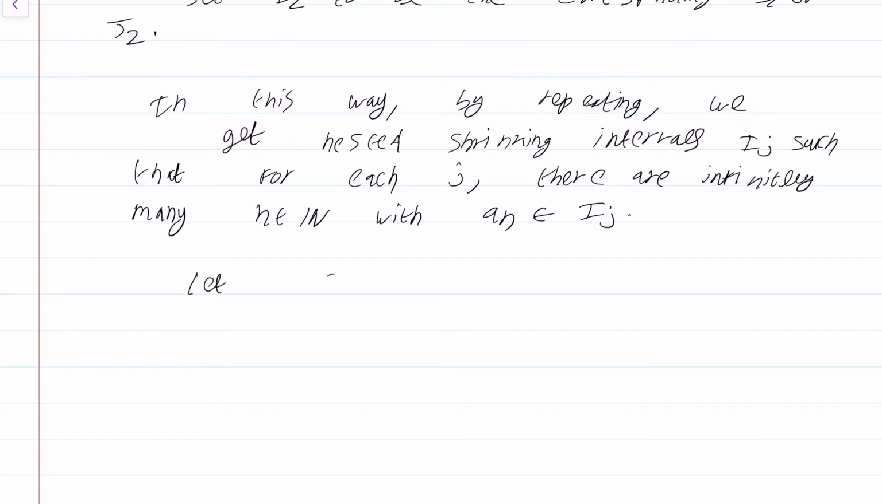Okay, let A be the unique element in the intersection over j of Ij. There will be a unique element because these are nested shrinking intervals. At each stage, the length of the interval is being halved.